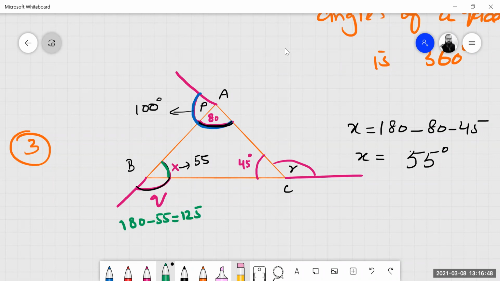Now, can anyone tell me what will be the value of R? 180 minus 45. It will be 135. Yes, we need a calculator. Okay, you can use a calculator. Clear for everyone?